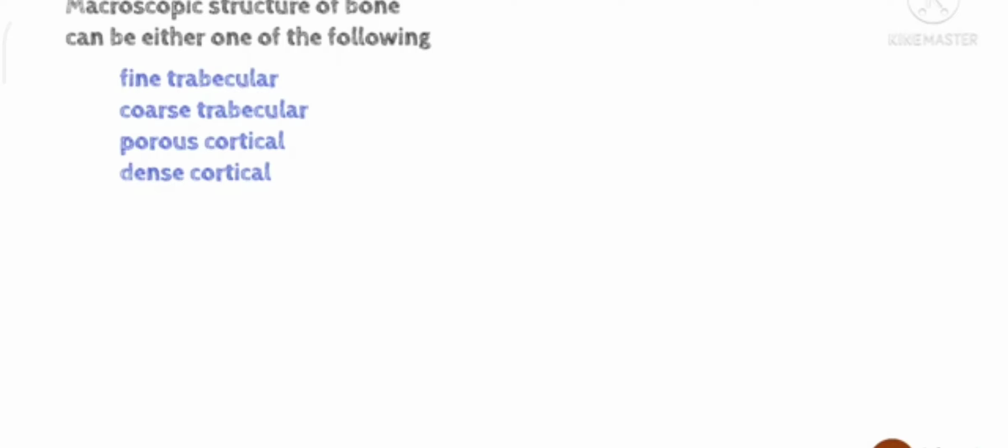Depending on these four basic structures, there could be four classifications of bone densities given by Misch. It is given here in the order of increasing density. Fine trabecular is the least dense bone, whereas the dense cortical bone is the most dense bone. Now with these four terms, let us see how Misch classified bone densities.